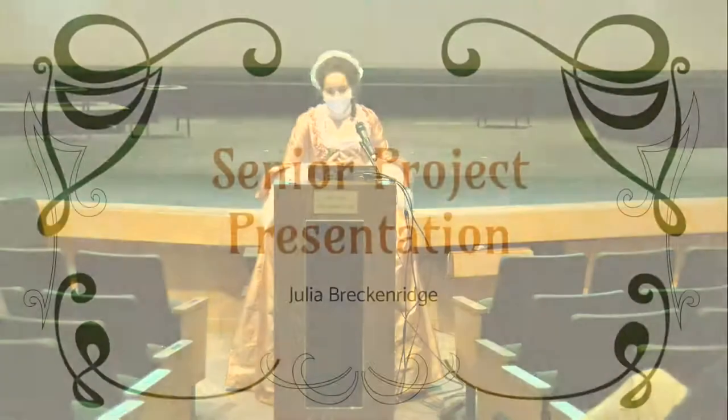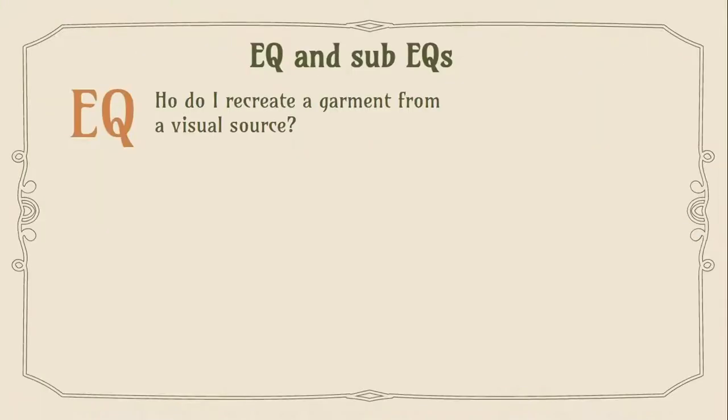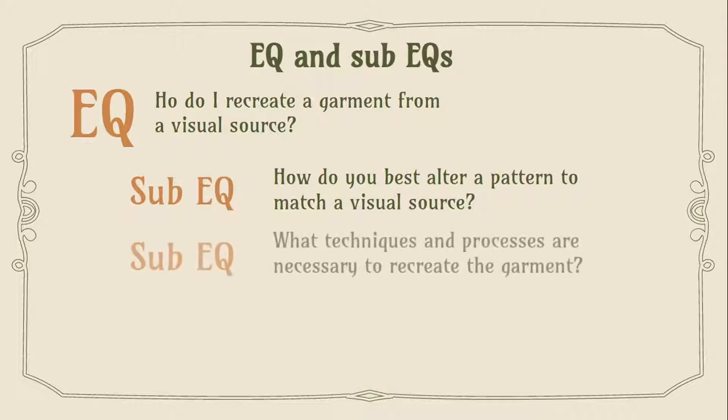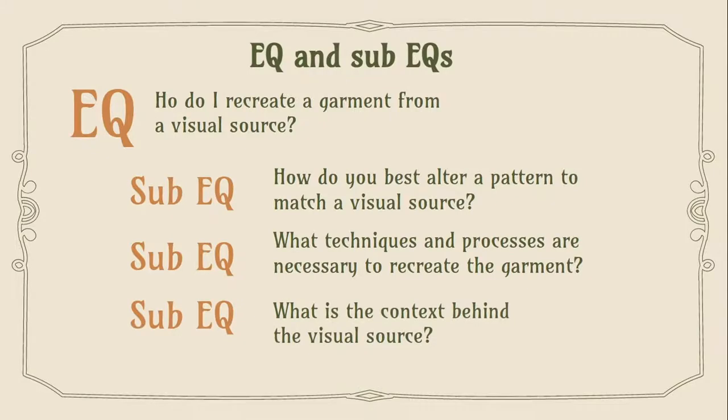Hello, everyone. My name is Julia Breckenridge, as you know. Next year, I'll be attending Middlebury College to major in museum studies and possibly theater. And so I wanted to do something that related to that in my senior project. So my essential question is, how do I recreate a garment from a visual source? To support this, I have the sub-essential questions of how do I best alter a pattern to match a visual source? What are the techniques and processes necessary to recreate the garment? What is the context behind the visual source?